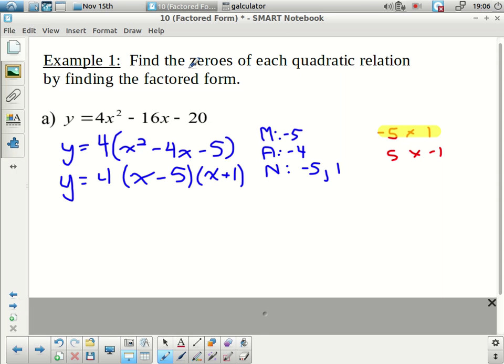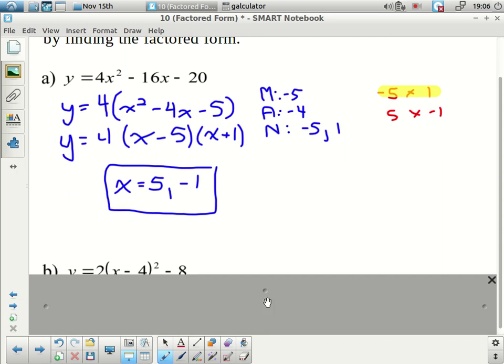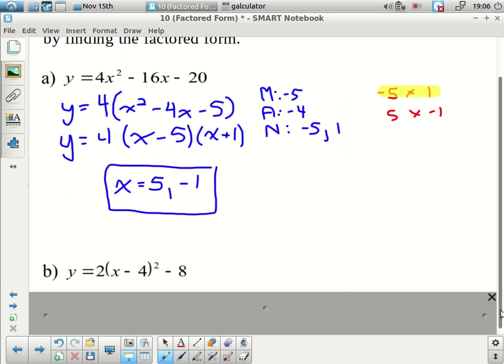So now the actual question says, what are the zeros? Well, the zeros come from my factors, right? It's the opposite of what I see. So one of my zeros is positive 5. Okay, and the other zero is negative 1. Okay, and those are my zeros, 5 and negative 1. All right, let's try B.